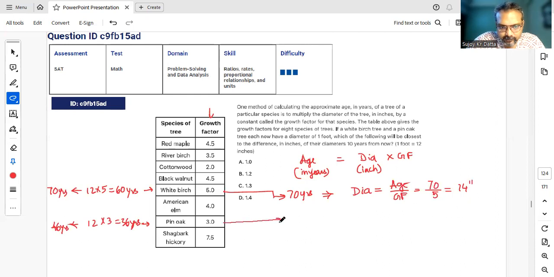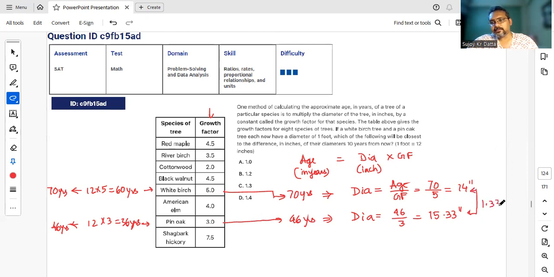And for this one, when it is 46 years, the diameter would be age divided by the growth factor. So 46 divided by 3. So that would be 15.33 inches. Hence, the difference between the two would be 1.33 inches. So that is option C.